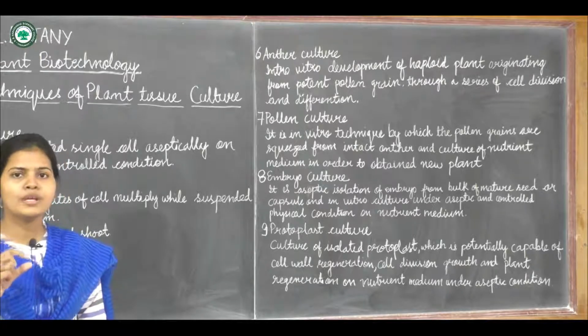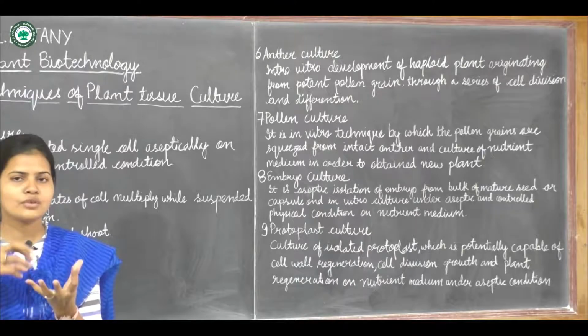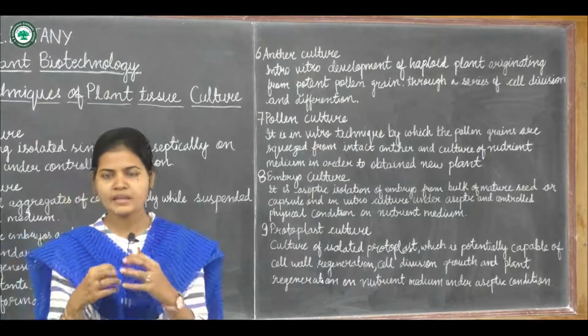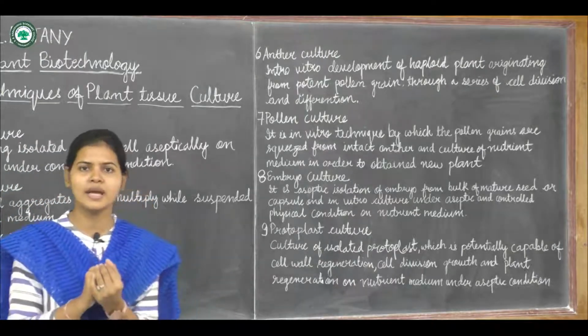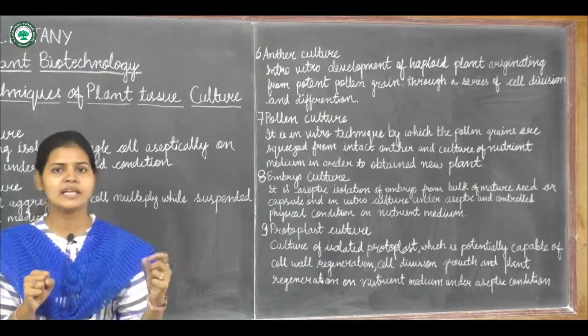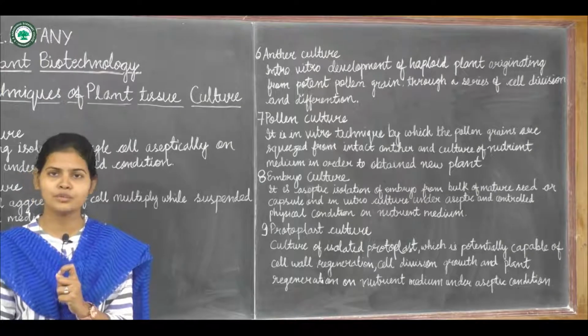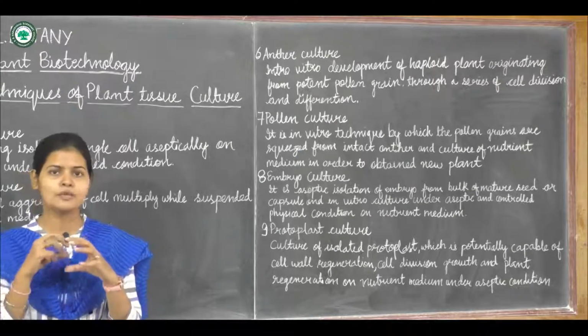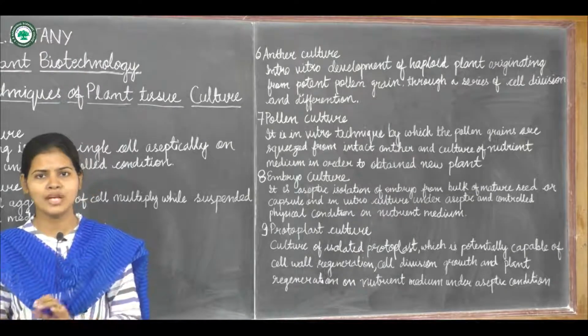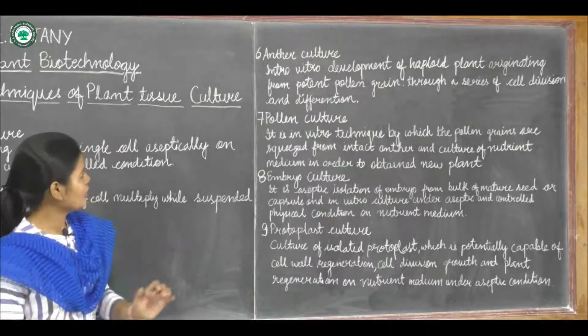A potent pollen from anther, it consists of pollen. So in the anther there are a number of pollens present. Here we are directly taking the anther and allowing it to grow on the nutrient medium. So the anther containing the potent pollen will grow into a haploid plant cell. So that is anther culture.